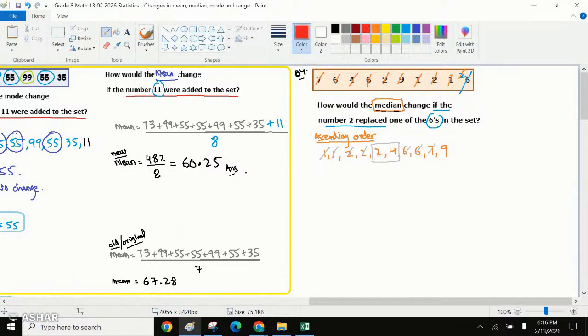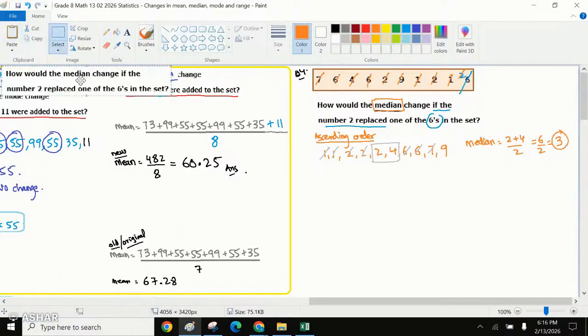In order to find the median, we find the average of these 2 numbers. How do we find average? We just simply add them and divide by 2. That means the new median comes out to be 3. Agreed?